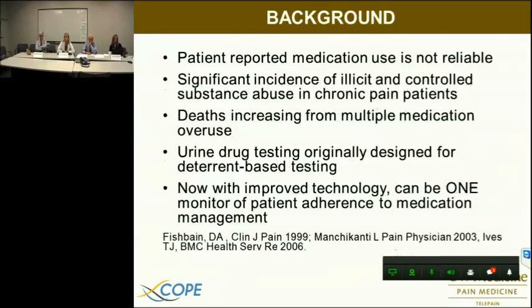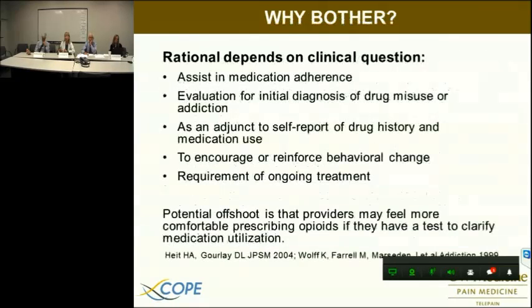We all know why we're here. We're here because of the patients not always being forthright with us. We're here because of the incidence of illicit and controlled substance abuse in our patients. We're here because of the death data, and we're here because we're now using this technology, and we need to figure out as a provider community how to use it.